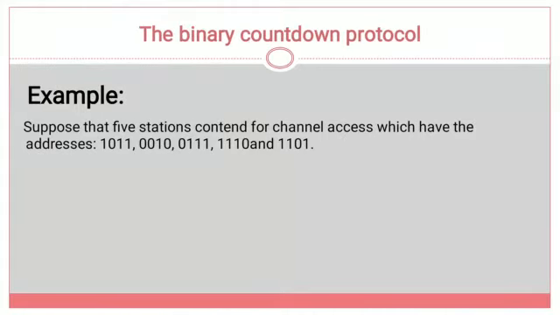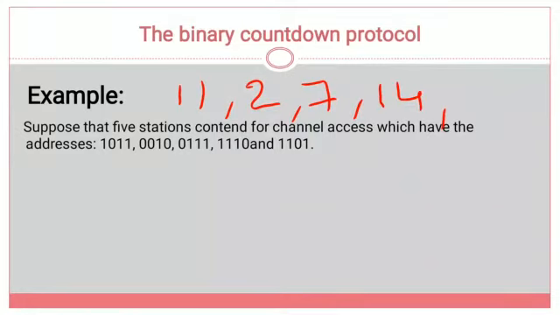So we'll consider one example. Suppose 5 stations are there. Here are the binary addresses of the stations. The first one is 1011, that is the binary representation for 11. Next 2, next 7, next one is 8 plus 4 plus 2, meaning 14.